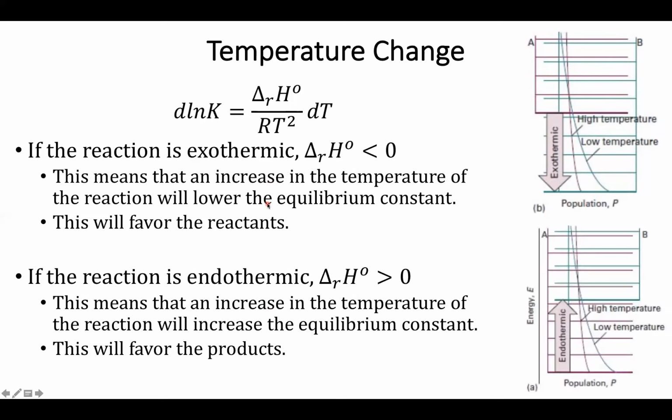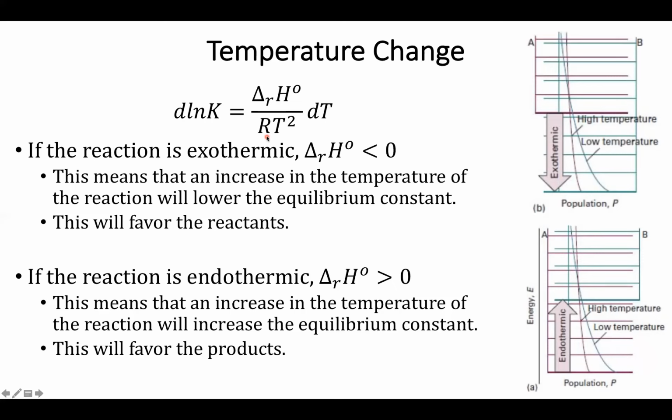We see a very similar but inverse trend when I'm looking at an endothermic reaction. So now I've got a positive change in enthalpy as I'm going from low energy to high energy. So naturally, we think of this as an unfavorable reaction. So if I have an increase in temperature, positive plus positive, means a positive change in the natural log. So my natural log is essentially getting bigger, which means my equilibrium constant is getting bigger, which means it favors the products.